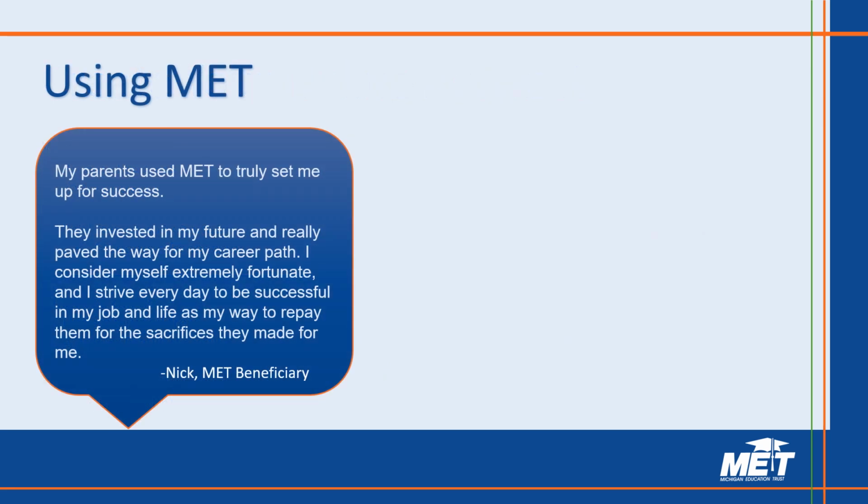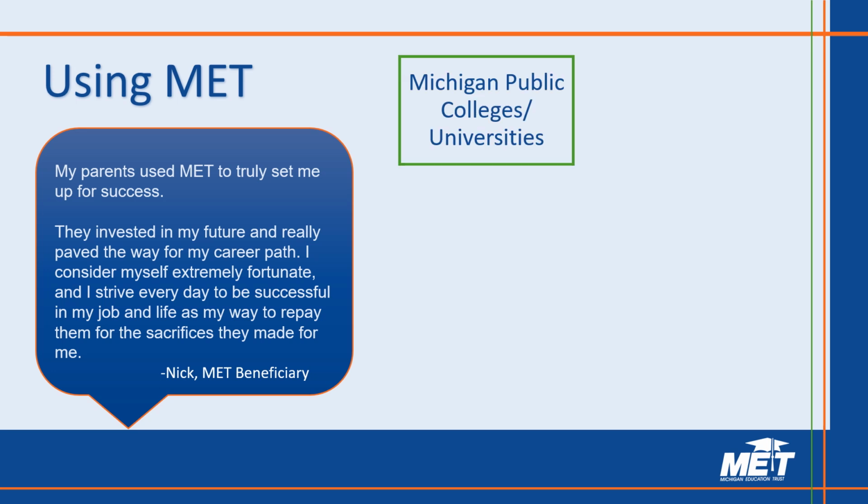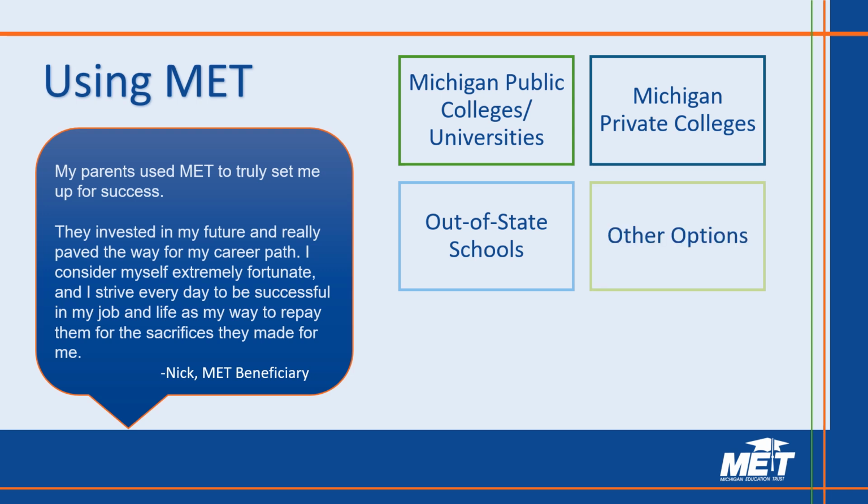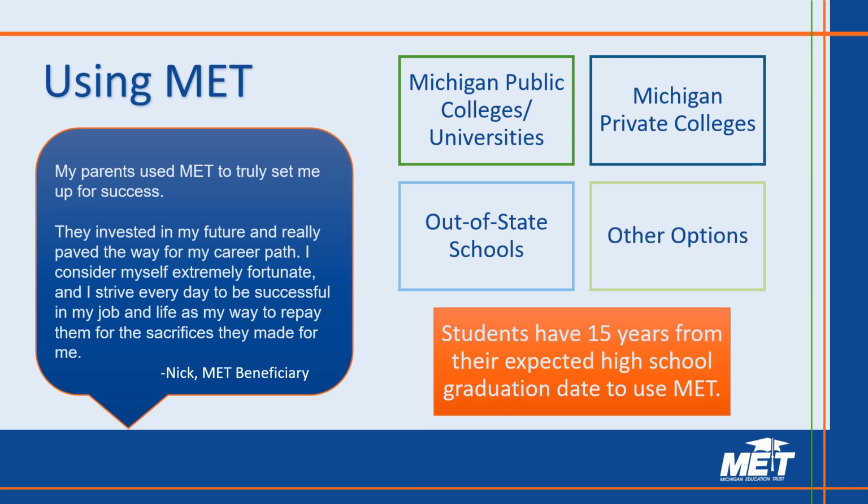Your MET has a lot of possibilities. MET works best at a Michigan public college and university, but it can also be used at Michigan private colleges and out-of-state schools. If you are unsure of where you want to attend or don't plan on attending school after high school, you have other options. You must do something with your MET within 15 years of your expected high school graduation date.